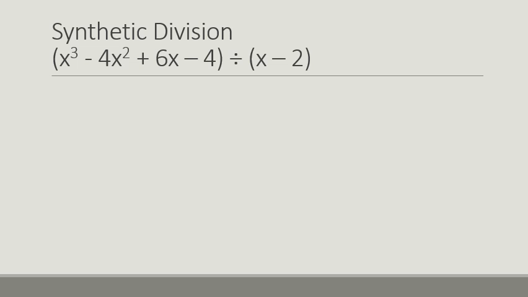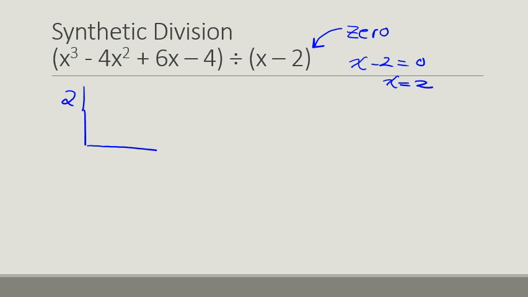So I personally like synthetic division. Now, I wasn't a big fan of it in high school, but then I went to grad school and it became so much quicker, and I don't know why. Maybe because when I was in school, they drilled long division into us. But with synthetic division, what we're looking for is a 0 of the divisor. So we're going to divide by the 0. So x minus 2 equals 0, so x equals 2.